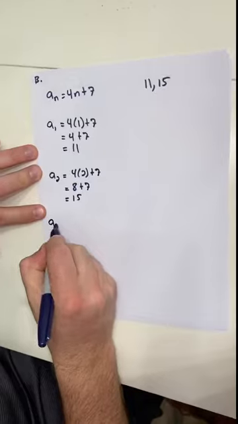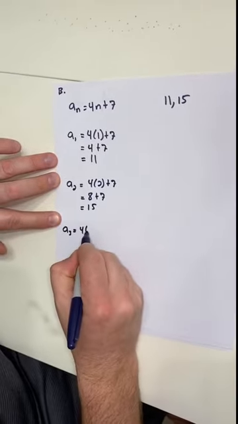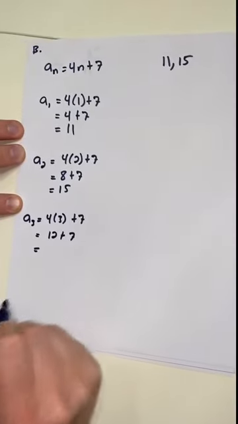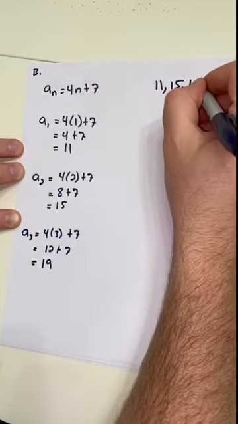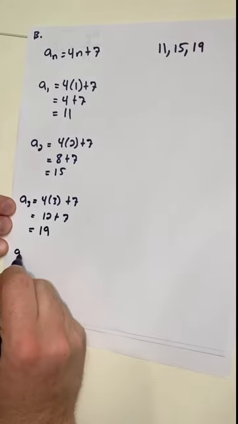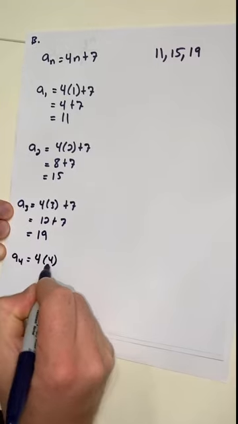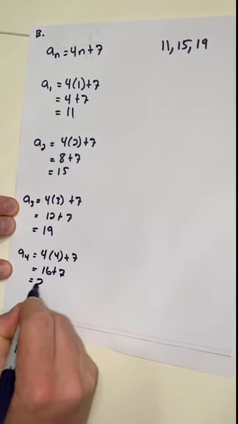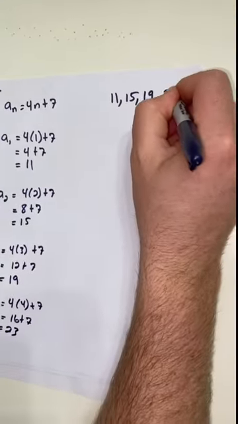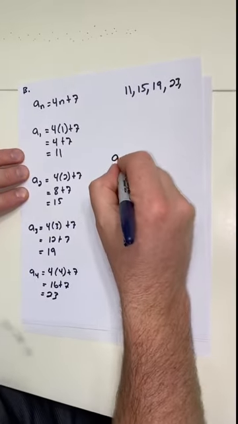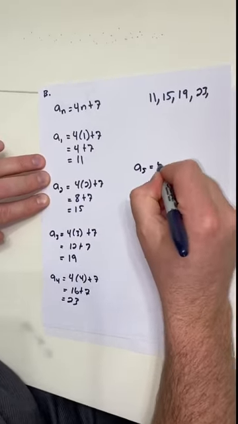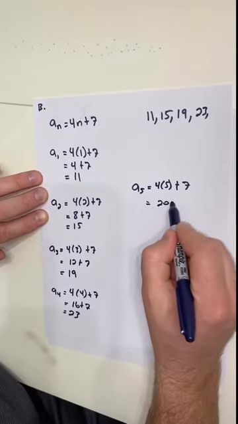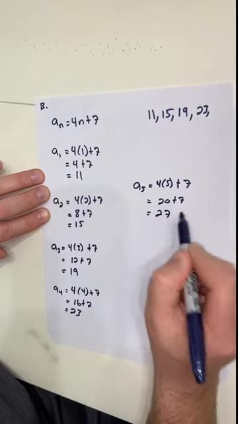So now I'll go to A of 3, which is 4 times 3 plus 7, which equals 12 plus 7, which is 19. Okay, I'll go to A of 4, which is 4 times 4 plus 7, which is 16 plus 7, which is 23. And I'll go to A of 5. You're starting to see a pattern here if you're watching along. 4 times 5 plus 7, which is 20 plus 7, which is 27.